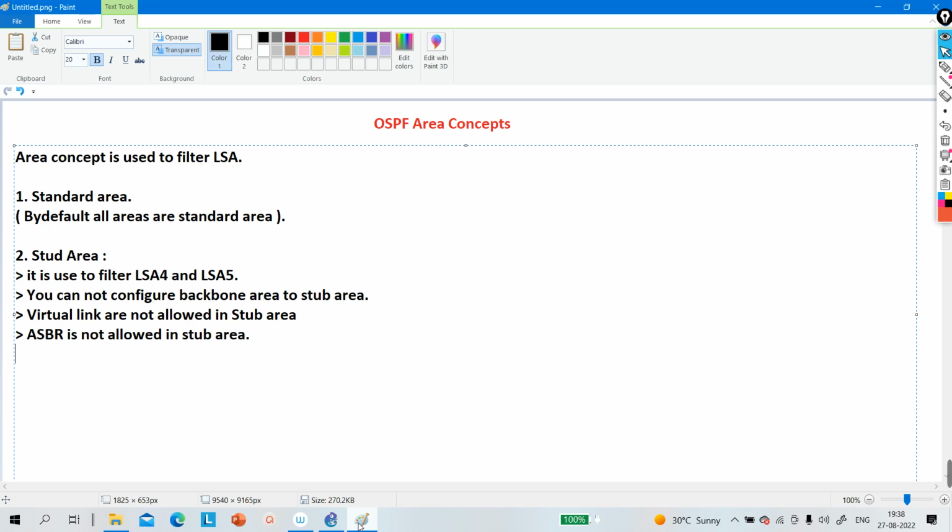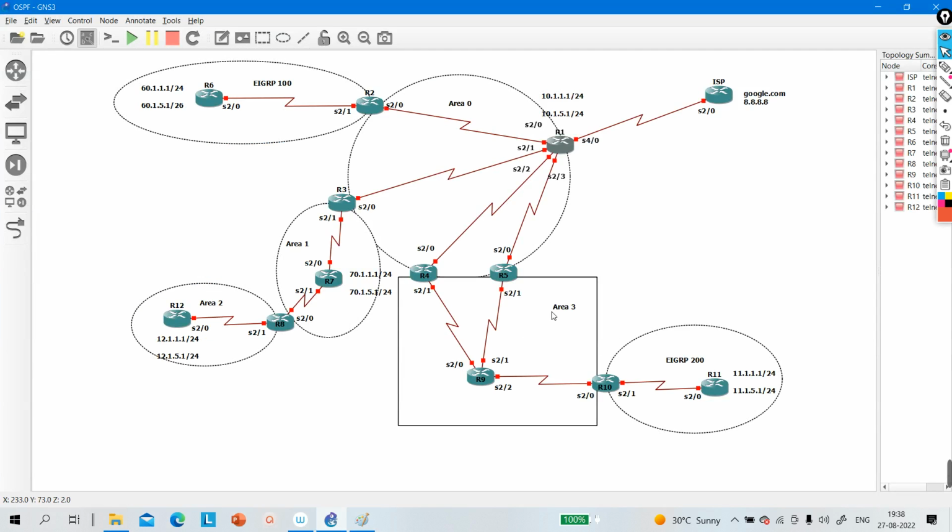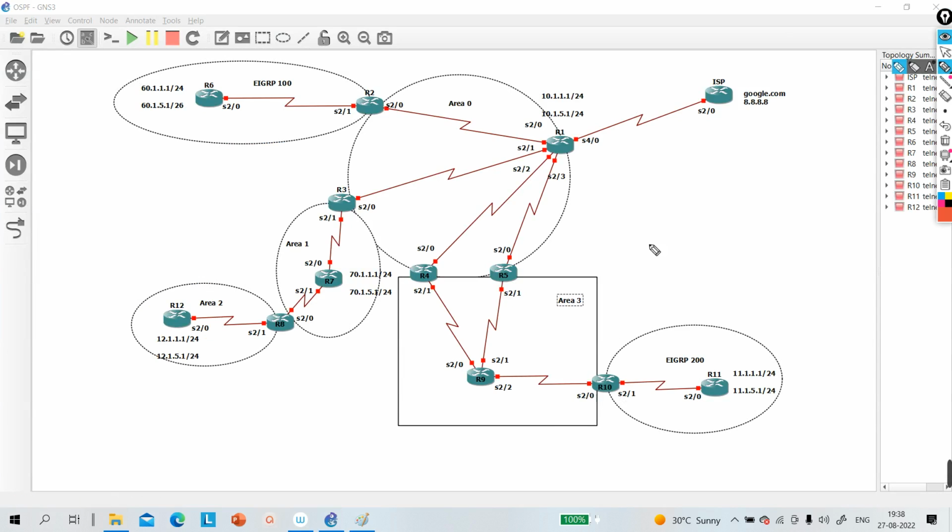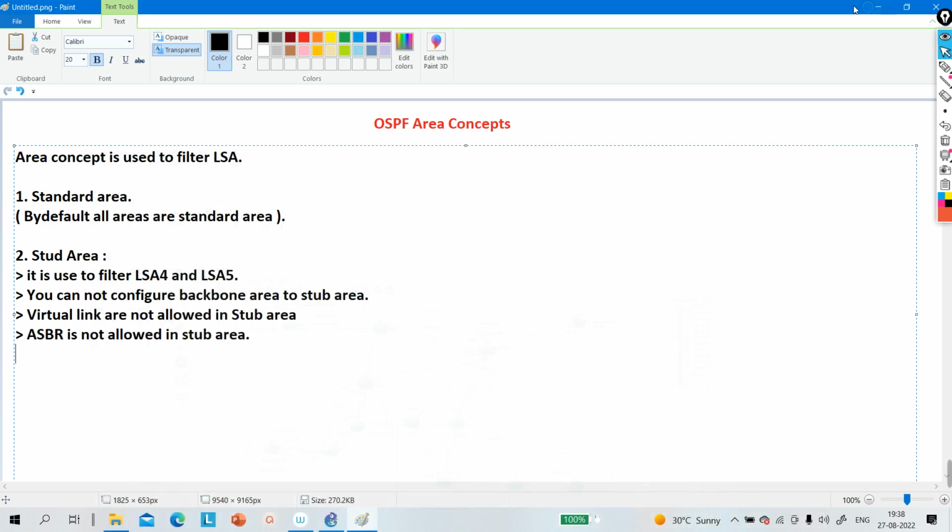Fine. So here in this topology you can see, if I make area 3 a stub area, then an ASBR router is not allowed, but router 10 is an ASBR, right? So we will discuss what will happen here, which type of area we need to configure here. This is all about stub area.